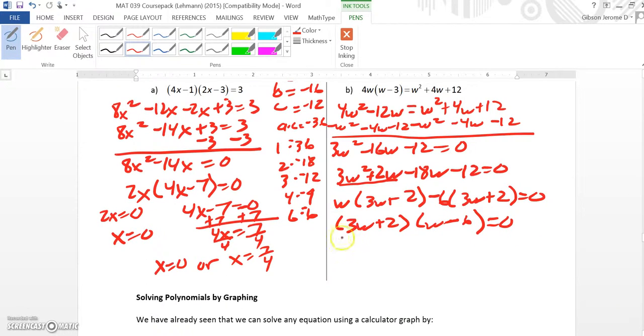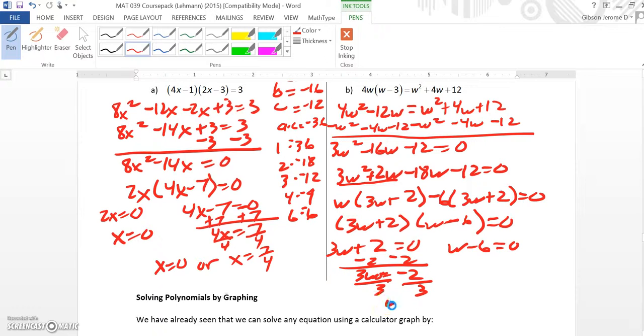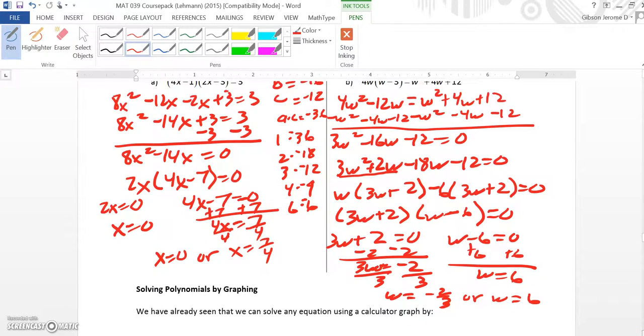Now we set both of these parentheses equal to 0. So we add 3w plus 2 equals 0. And w minus 6 equals 0. So we'll subtract 2 on both sides. So we add 3w equals negative 2. And then divide each side by 3. So w is equal to a negative 2/3. Now we come here, we will add 6 on both sides. And w is equal to 6. So our final answer is w is equal to negative 2/3 or w is equal to 6. And that is your final answers.